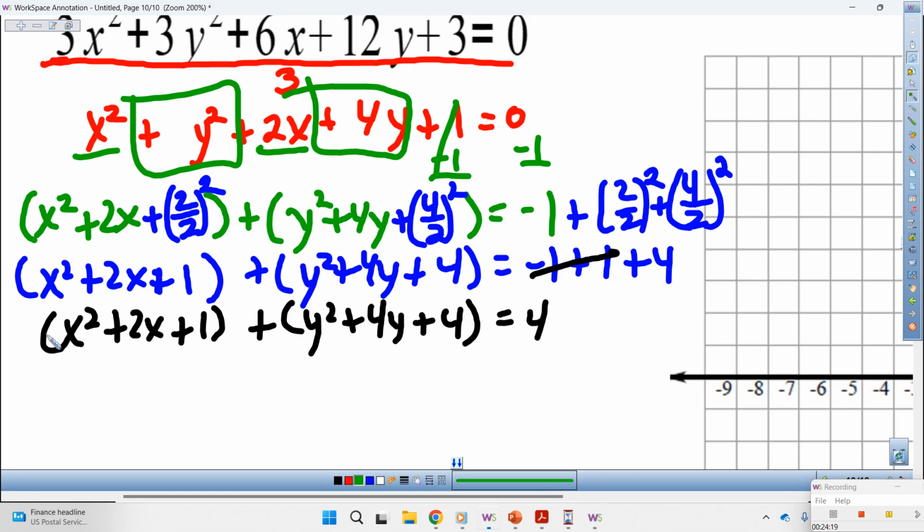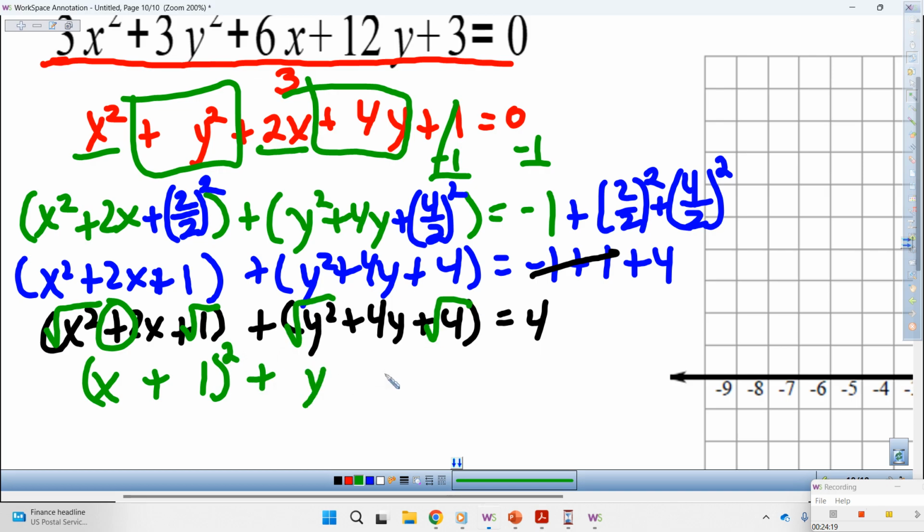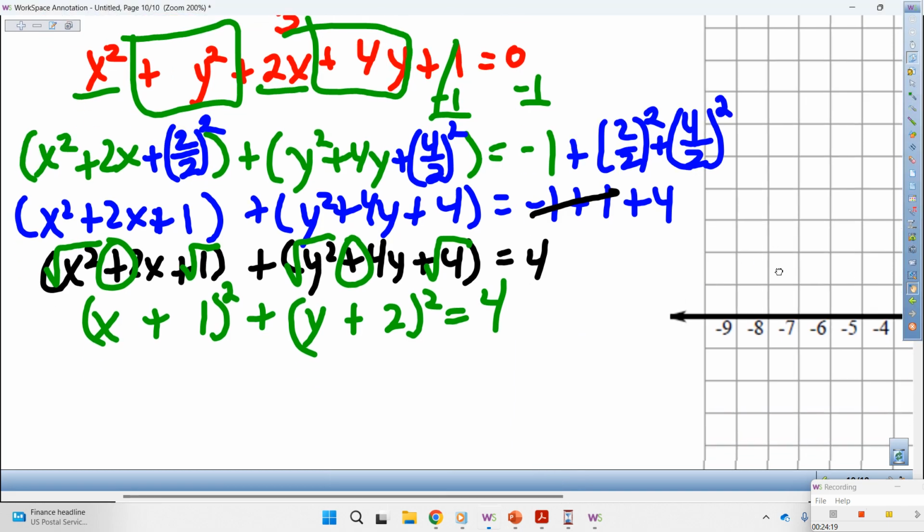Square root both of the first and the last of each trinomial. So that is x and 1. Sign of the middle is plus, so that is squared. Plus square root here and here, that is y and 2. Sign of the middle is plus. Squared equals 4. Hands if you got it right there by yourself.